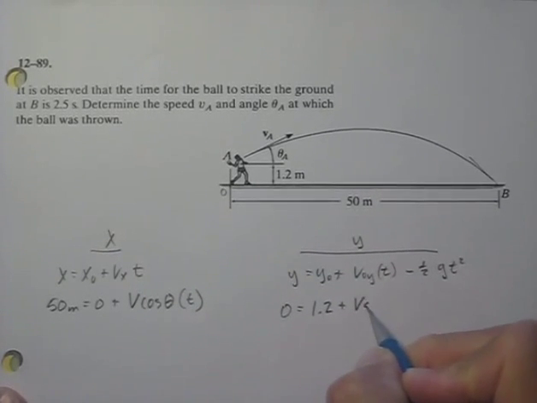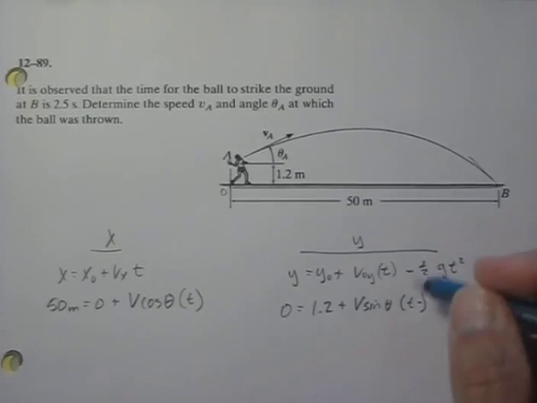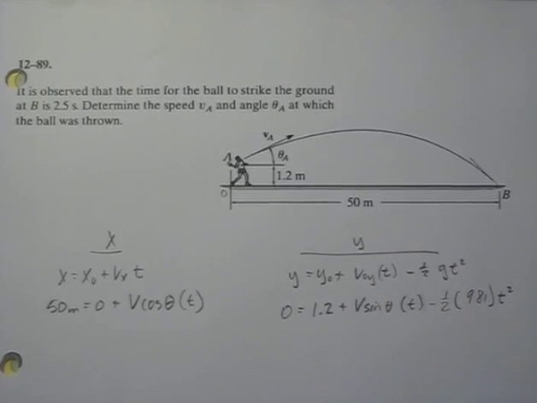Plus v sine theta times time. Sorry, I didn't mean to put that dash there. Minus 1/2 our acceleration of gravity in the metric system, which is 9.81 meters per second squared, times time squared. All right, we can keep simplifying this a little bit. I know the time; it takes 2.5 seconds.